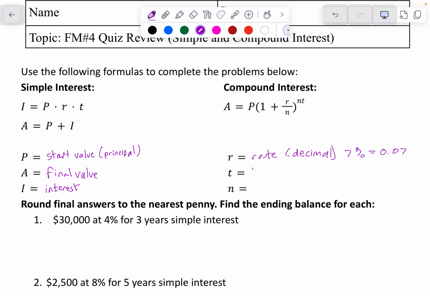T is time in years, so make sure that if it says months, you have to divide by 12. So it should always say years. And then N is the number of times per year that the account compounds.